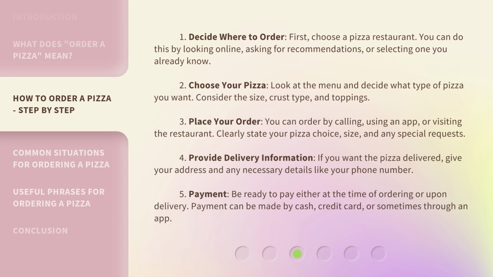4. Provide delivery information. If you want the pizza delivered, give your address and any necessary details like your phone number. 5. Payment. Be ready to pay either at the time of ordering or upon delivery. Payment can be made by cash, credit card, or sometimes through an app.